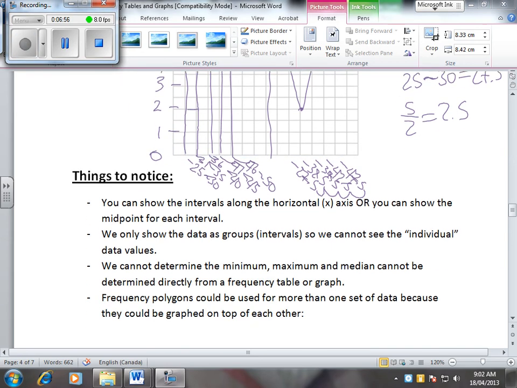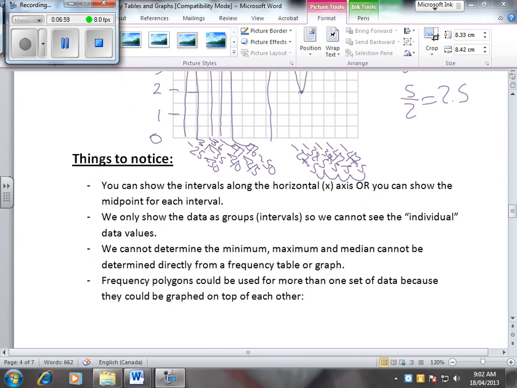Okay, so some things to notice. We can show the intervals along the horizontal x-axis or the midpoint for each interval. So we can choose either histogram or polygon. We only show the data as groups. So you can't see that some student got 27 out of 50 and another one got 50 out of 50. All you can see is that a certain amount of students fell in a certain interval. And so because of this, we cannot determine minimum, maximum, or median, okay?